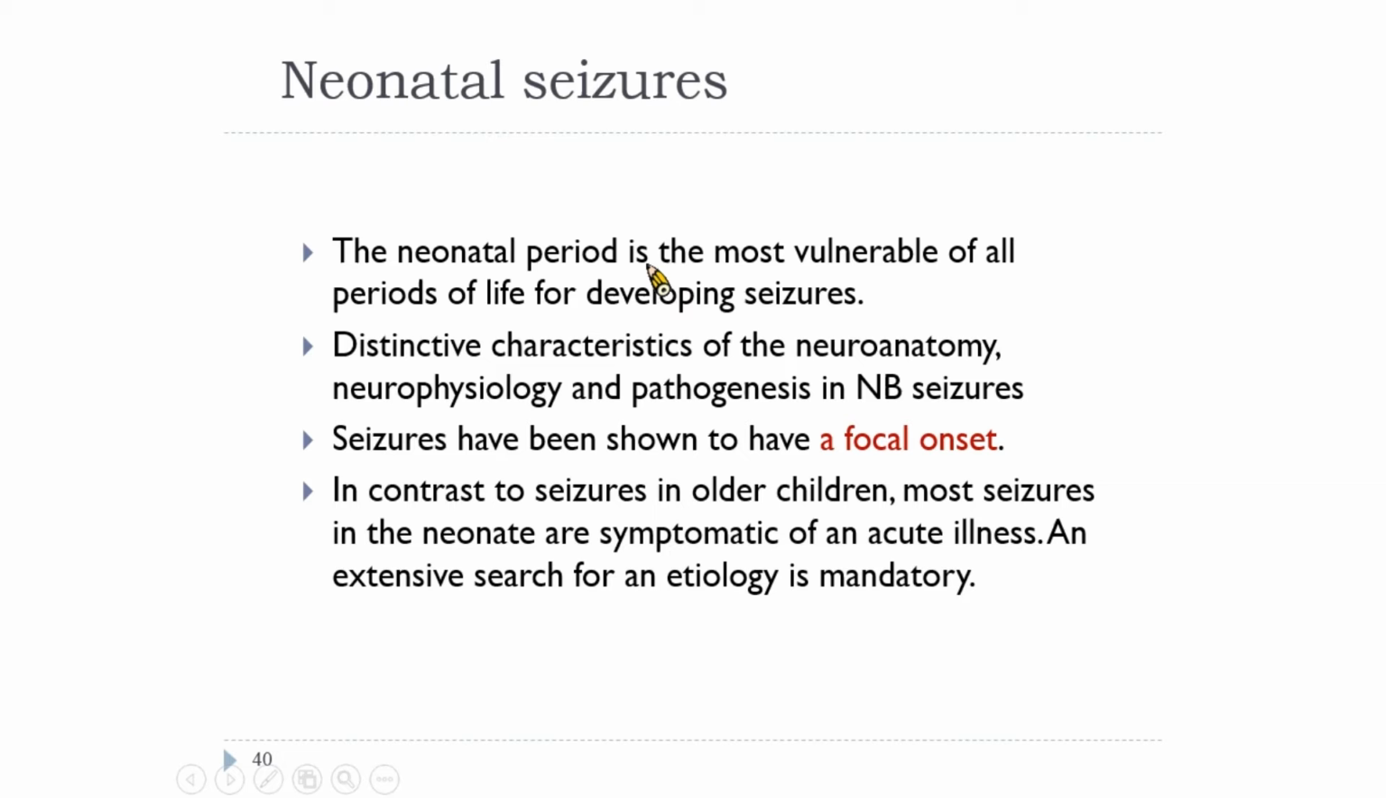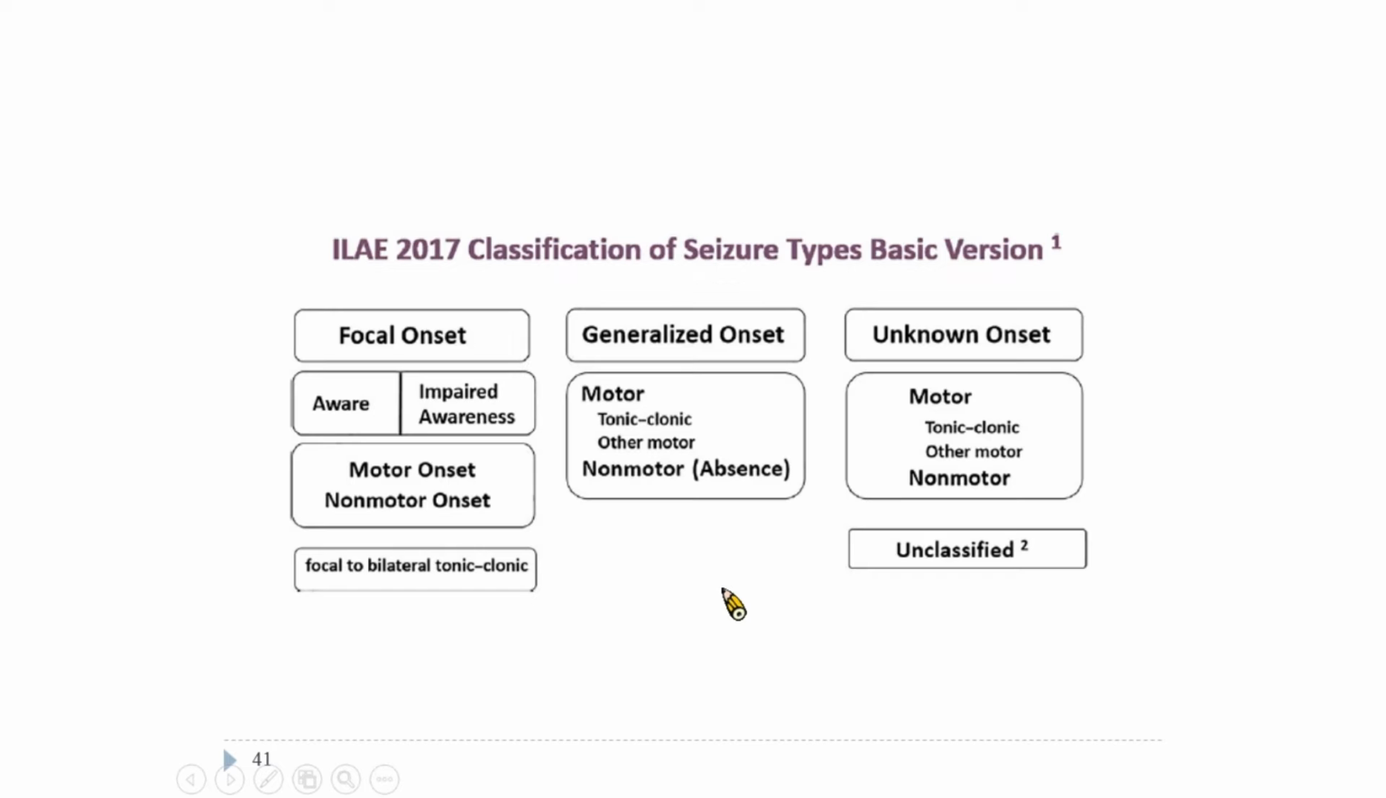The neonatal period is the most vulnerable of all periods of life for developing seizures. They have distinctive characteristics of neural anatomy, neurophysiology, and pathogenesis. Seizures have been shown to have a focal onset, and in contrast to seizures in older children, most seizures are symptomatic of an acute illness. An extensive search for an etiology is mandatory.